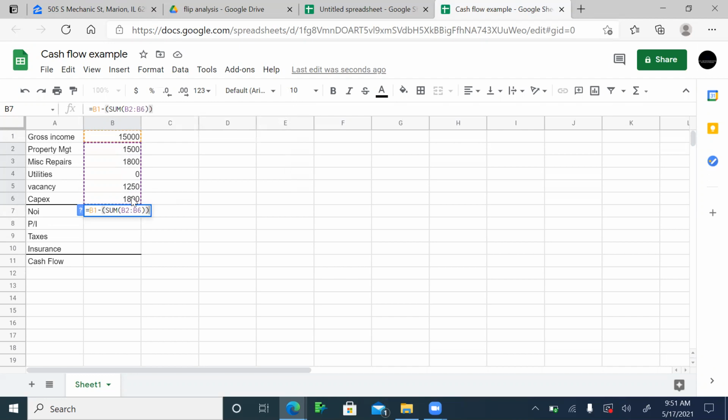CapEx is designed to allow you to put money away, so when you have to replace a roof, you no longer have a significant loss in the year that you have to replace the roof. If you've ever replaced a roof, they can range anywhere between $10,000 to $20,000.